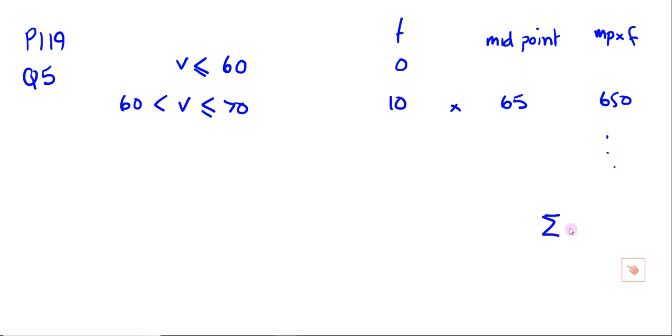sum. Talking about your sigma, midpoint times frequency. You add all them up, and that equals something, whatever it is. It's quite big. What do you then divide by? Nathan? The total frequency. So we've got to actually add up the frequency. So we've got to add up all these numbers.